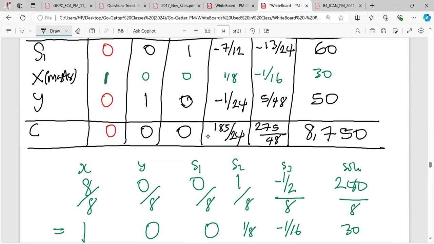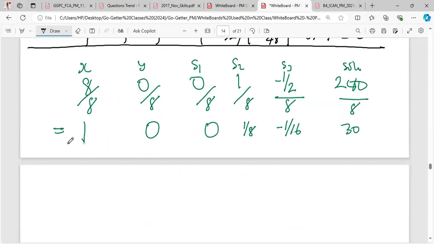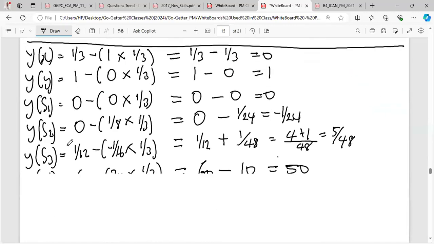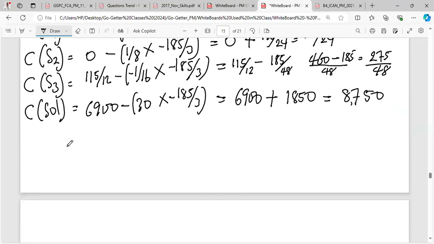8,750. Now, when you finish writing, you check the value of C. Can you find any negative values? You cannot. So, as negative values are not there, optimality has been obtained.